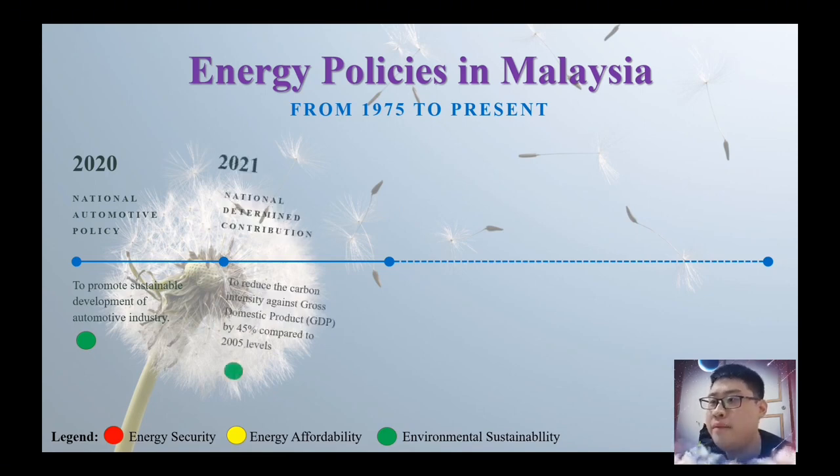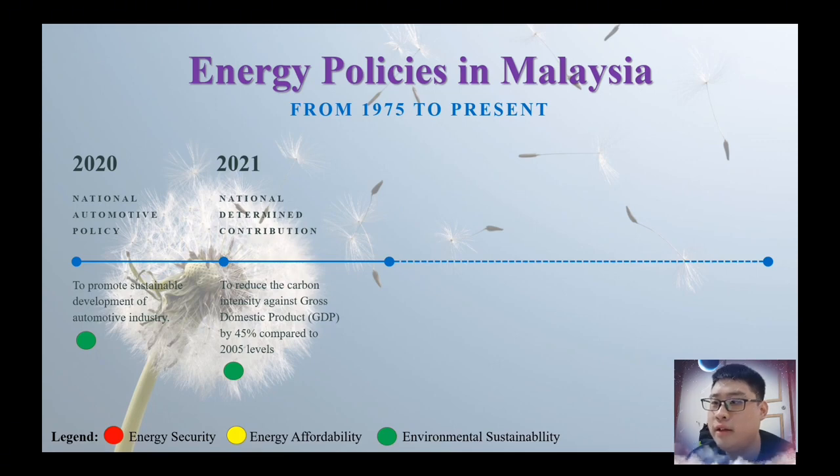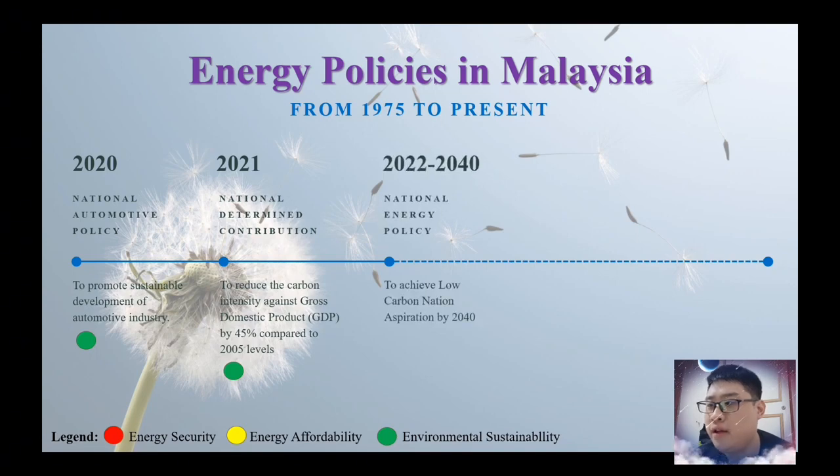Nationally Determined Contribution 2021 reduces carbon intensity against GDP by 45% compared to 2005 levels. Last but not least, the National Energy Policy introduced by the government in 2022 aims to achieve the low carbon nation aspiration by 2040.